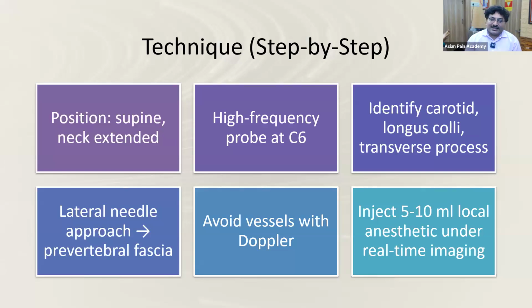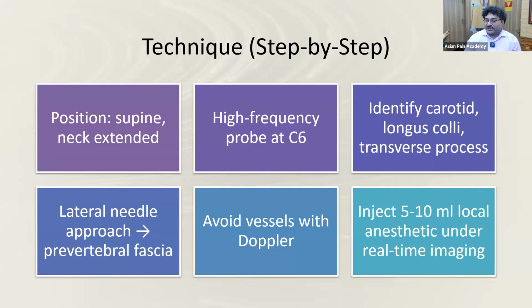So let us discuss the technique step by step. First, the position. Patient position is supine with the neck extended. Then put a high frequency probe at the level of C6. Identify carotid, longus colli, transverse process. Then from the lateral approach, take your needle, enter, and go just over the prevertebral fascia. Avoid vessels with the Doppler, or sometimes the movement of the vessels is also seen. Inject 5 to 10 ml of local anesthetic under real-time imaging.